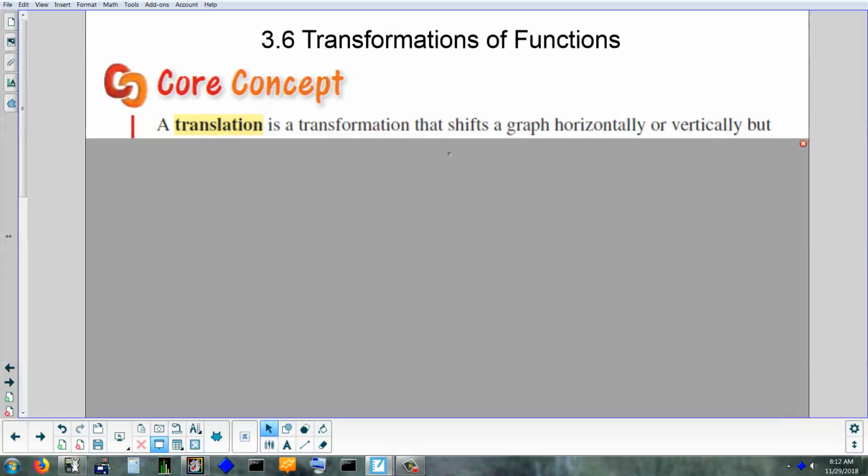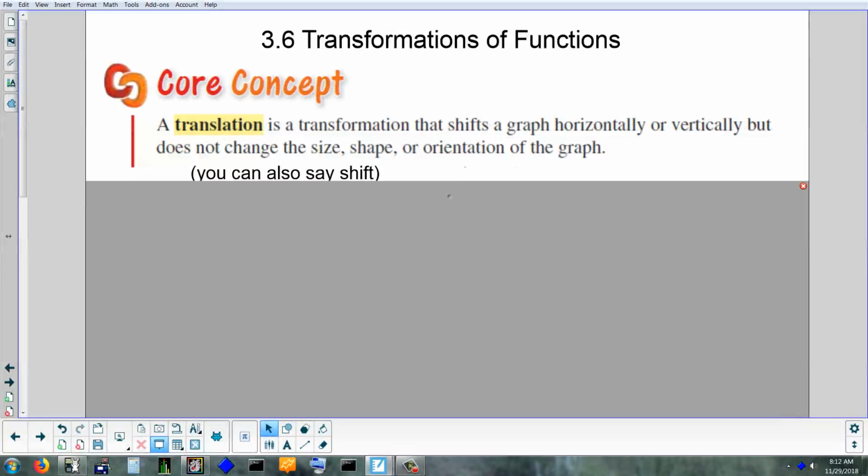So the first one is called a translation, or you can also say shift. It means the same thing. All right, so on your guided notes, you have a blank, and it says a translation is a transformation that shifts a graph horizontally or vertically, but that's it. It doesn't change the size, the shape, or the orientation, which means how it's turned.